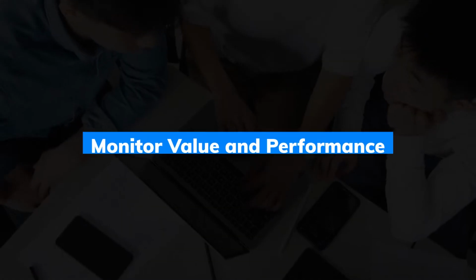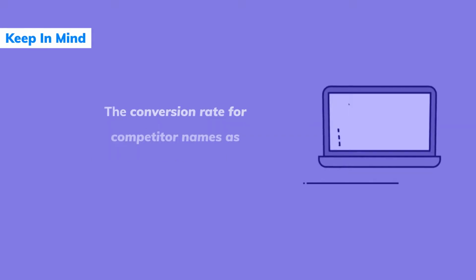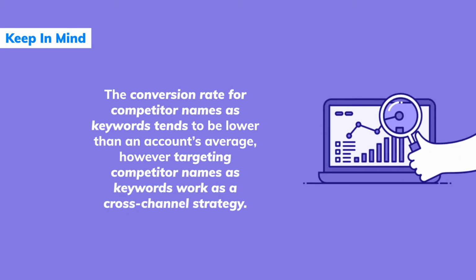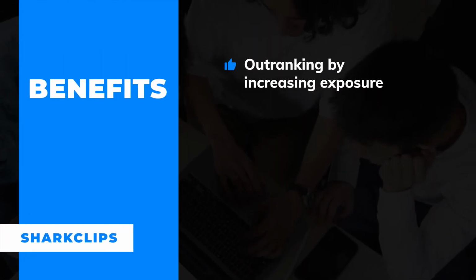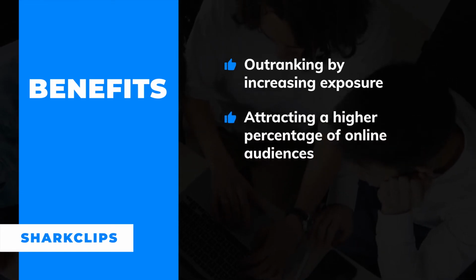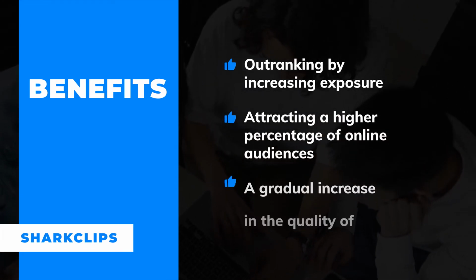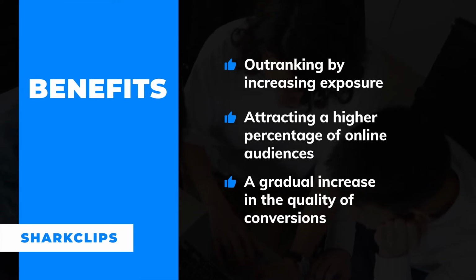Monitor value and performance. You'll want to monitor the value of having competitor names as keywords set up, and remember that these do not immediately translate into ROI. It requires optimization and consistent follow-up to maximize its efficiency. Keep in mind that the conversion rate for competitor names as keywords tends to be lower than an account's average. However, targeting competitor names as keywords works as a cross-channel strategy, benefiting the following: outranking by increasing exposure, attracting a higher percentage of online audiences, and a gradual increase in the quality of conversions.